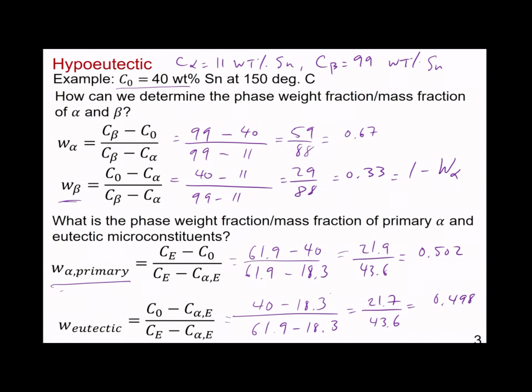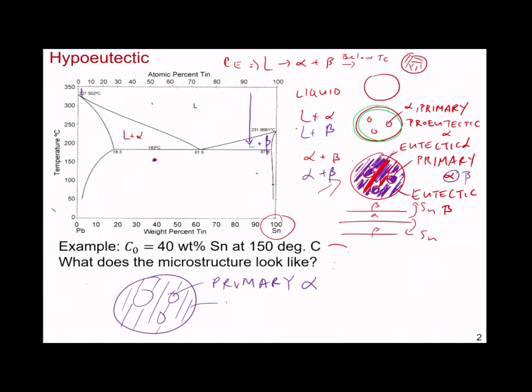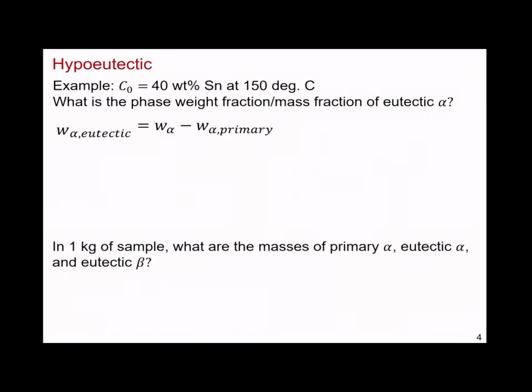Okay, so you have primary alpha. You've accounted for that. You just calculated that. After the eutectic transition, you have eutectic beta and eutectic alpha. That's what we haven't explicitly written out. So we can compute that, right? Whatever remains, you have primary alpha, you've just calculated for that, and you've already calculated what the total is. So let's get those numbers.